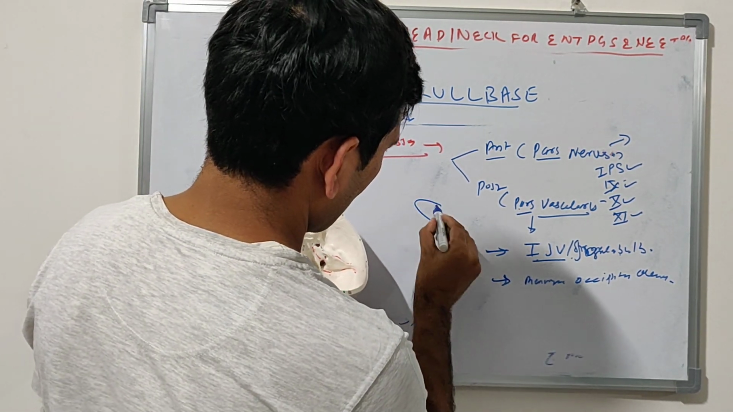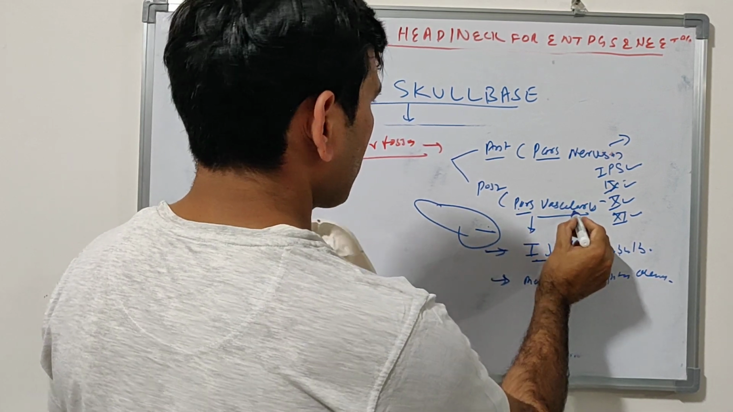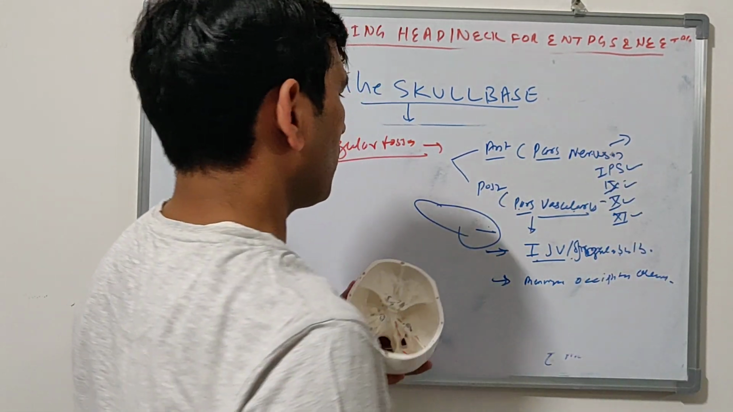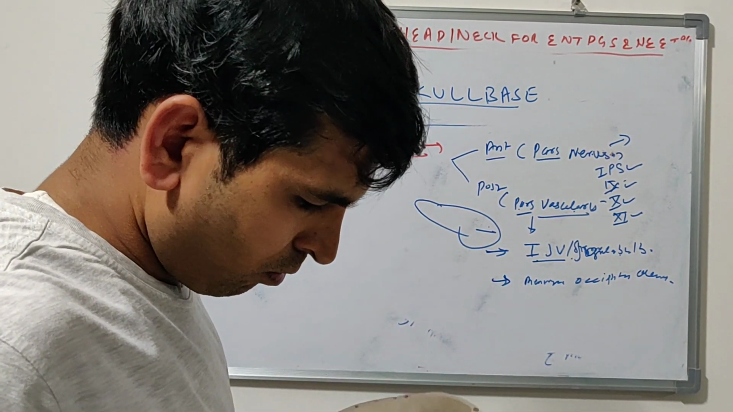If you draw it like this, the posterior part is the pars vascularis and this is the pars nervosa. These are the structures passing through this jugular foramen.